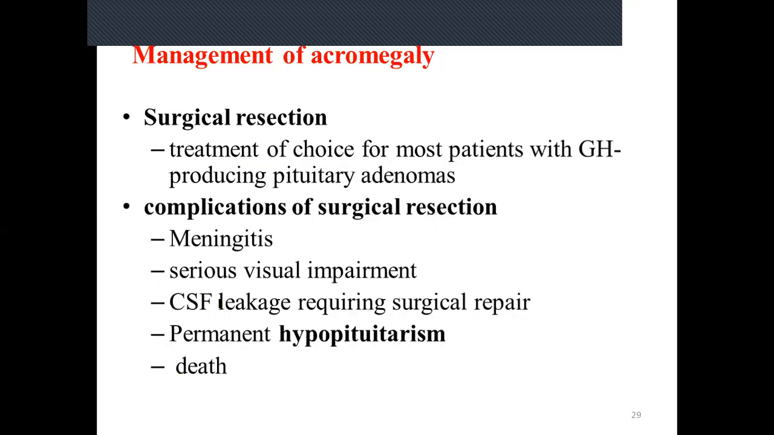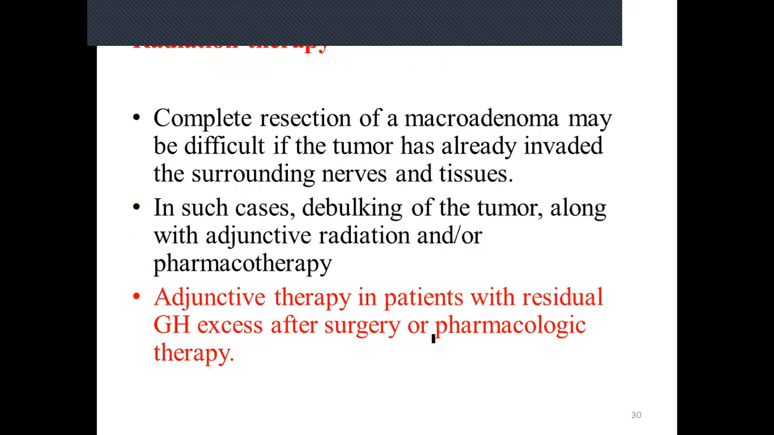So surgical treatment is the treatment of choice for most patients if they are having a growth hormone producing pituitary adenoma. But of course, as a result of surgery, you will encounter a few complications, including meningitis, maybe visual impairment. Those are some of the things you will encounter after surgery. Even hypopituitarism can happen. So those are some of the complications, but of course, surgical resection will be the treatment of choice if they are having an adenoma in the pituitary.